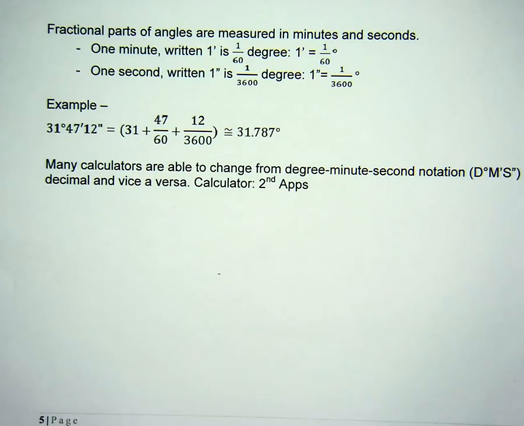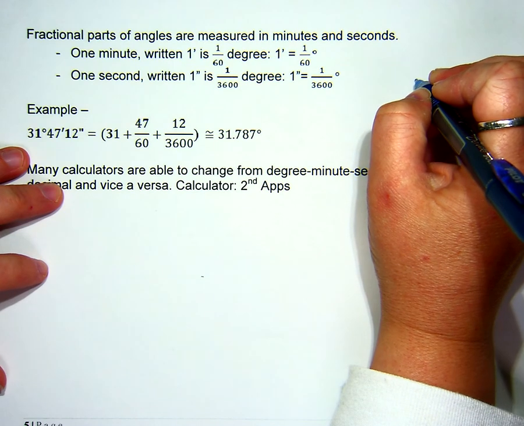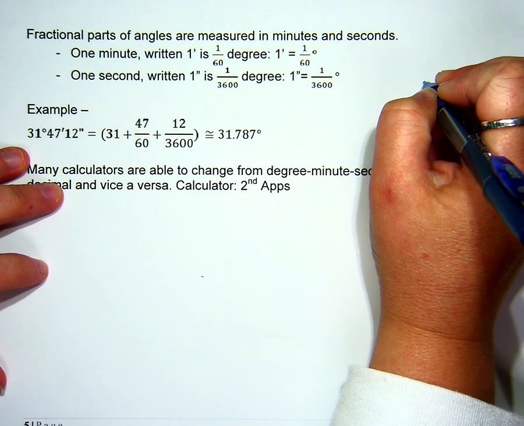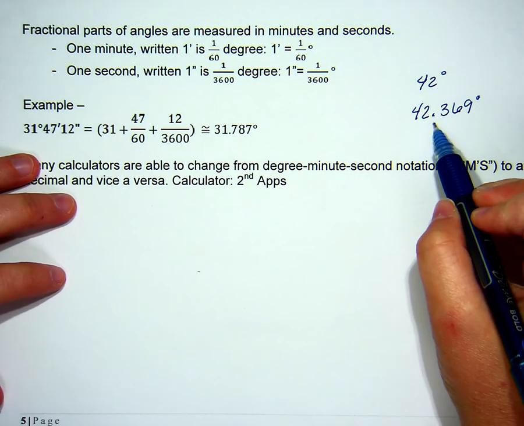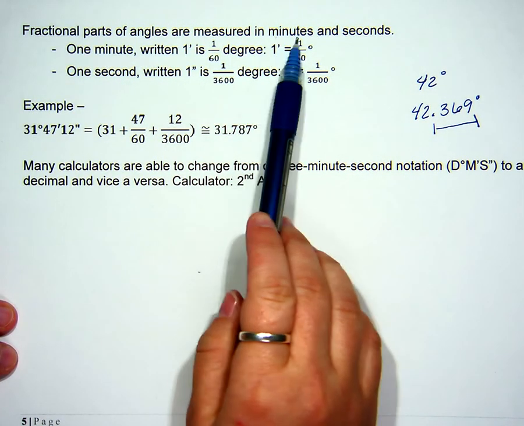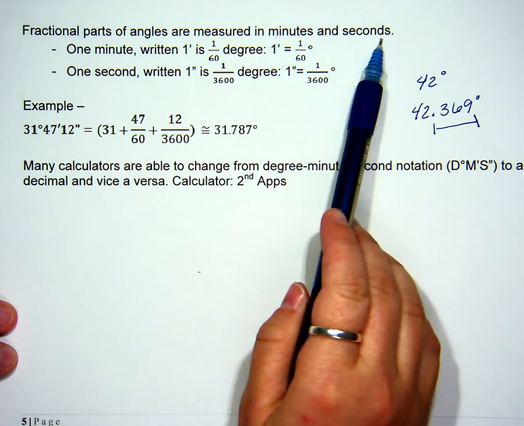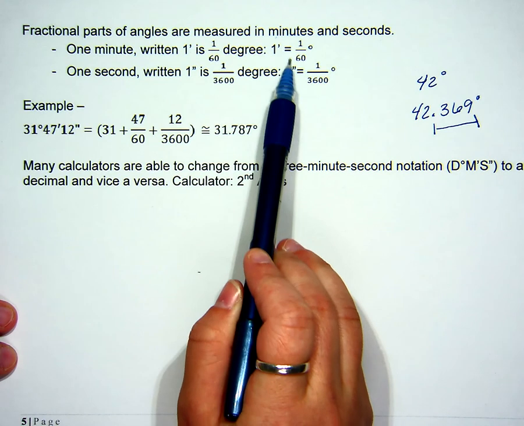Let's talk about the fractional parts of angles, because you don't always have exactly 42 degrees. You could have 42.369 degrees. So the question becomes, how do I talk about that decimal piece, that fractional part? The fractional parts of an angle are written in measures of minutes and seconds. 1 minute, written as 1 prime, is 1/60th of a degree. Again, this is the notation: 1 prime is equal to 1/60th of a degree.